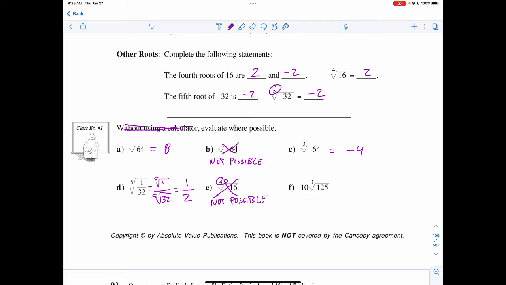And when I get 10 times the cube root of 125, then I can simplify the cube root of 125 down to just 5. And then because 10 was a coefficient, I'm going to multiply them to get 50.